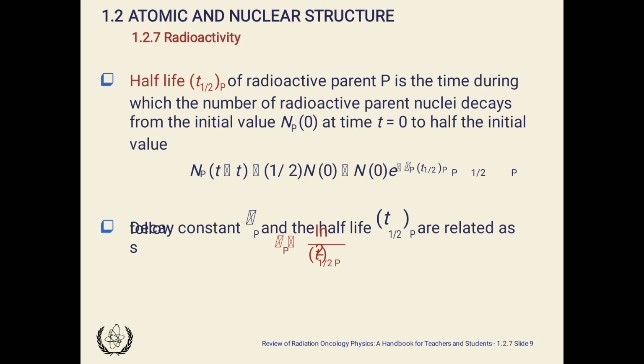Now look at the half-life, symbolized as T half, of a radioactive parent P. It is the time during which the number of radioactive parent nuclei decays from the initial value, N0 at time t equals 0, to half of its initial value. The decay constant and half-life are related as lambda equals ln 2 upon T half.